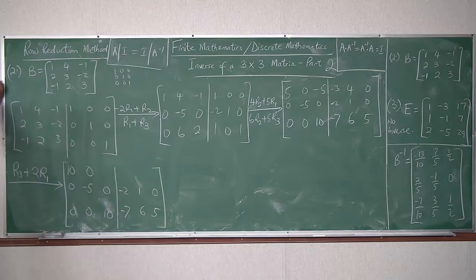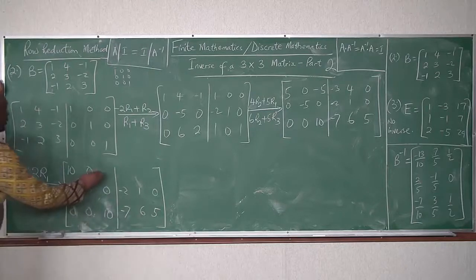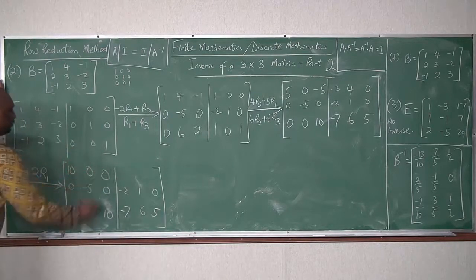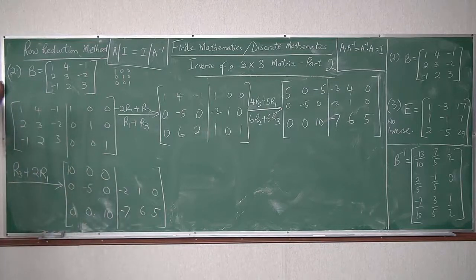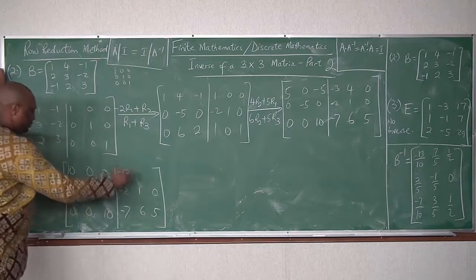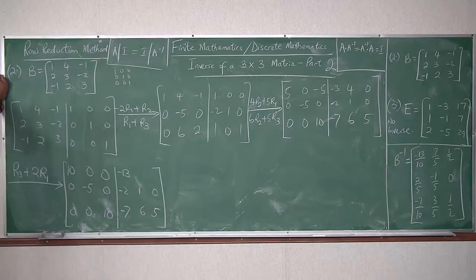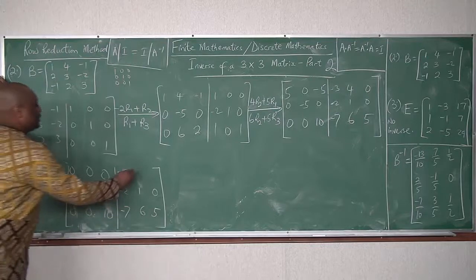10 plus 2 times negative 5, negative 10. 10 minus 10 is 0. Negative 7 plus 2 times negative 3 is negative 6. Negative 7, negative 6 is negative 13. 6 plus 2 times 4. 2 times 4 is what? 8. 6 plus 8 is what? 14.